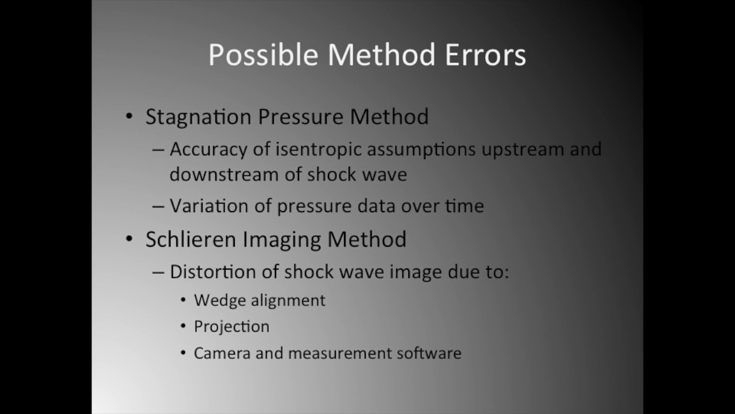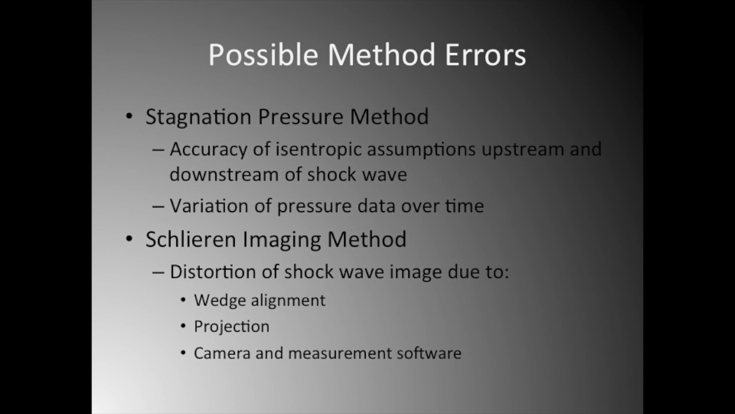Let's first discuss issues with the stagnation pressure method. The first issue is the accuracy of the isentropic assumptions upstream and downstream of the shock wave. For this test, we assume that the upstream and downstream entropy remain constant, while the only losses occurred at the shock wave itself. While this is a good assumption in theory, in reality there are things such as friction which contribute to entropy changes upstream and downstream of the shock wave, not only at the shock wave itself.